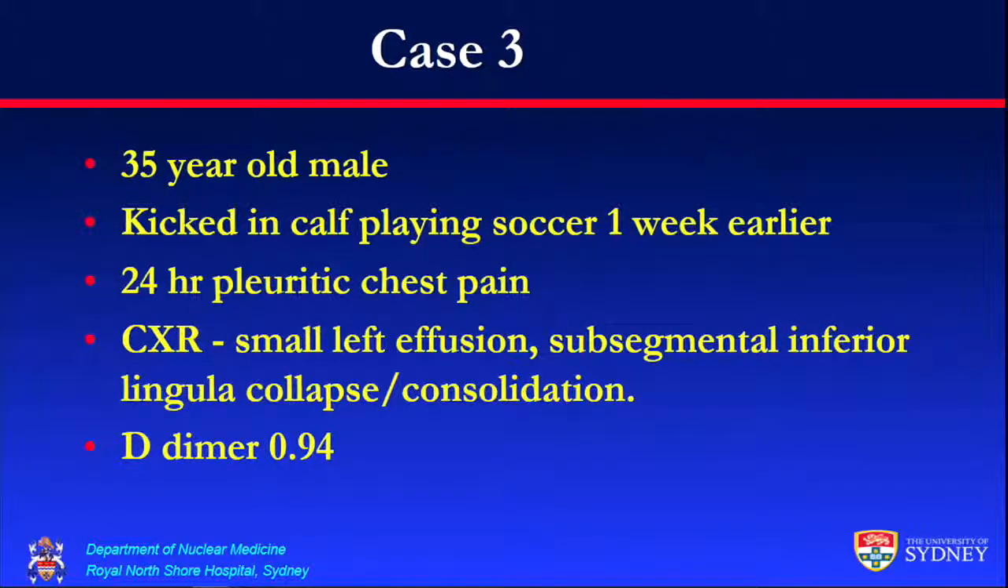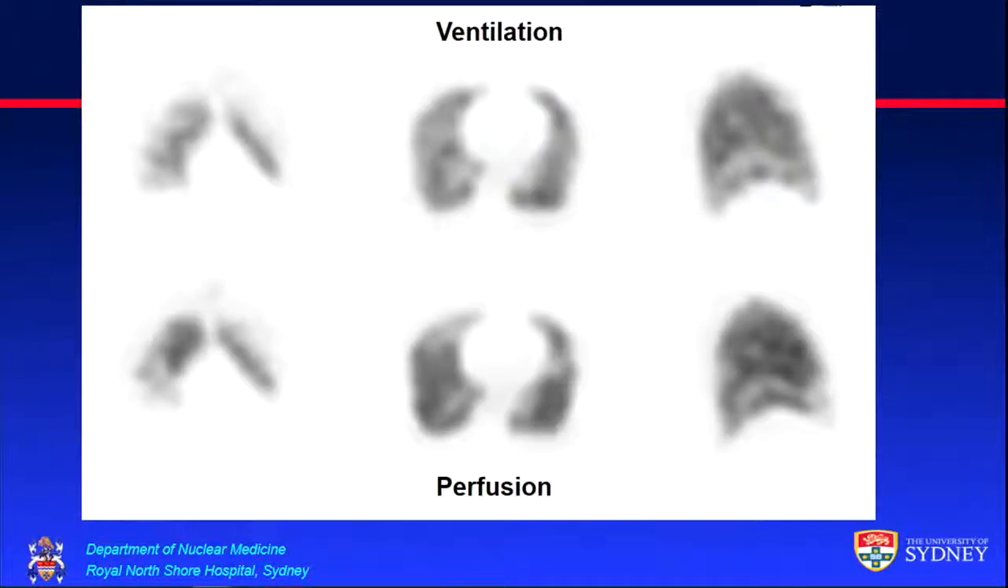Okay, case number 3. This is a 35-year-old male. He was out playing soccer, a man after my own heart. 24 hours of pleuritic chest pain. He had a chest X-ray that showed a small effusion and some little subsegmental inferior lingular collapse. His D-dimer was elevated for his age. And because of his young age, they decided they would go straight to VQ rather than CTPA. So here are his ventilation and perfusion tomographic images, if you'd like to have a little look at those for a moment and then have a think about what you think might be going on.